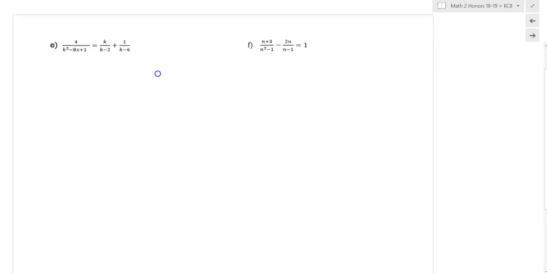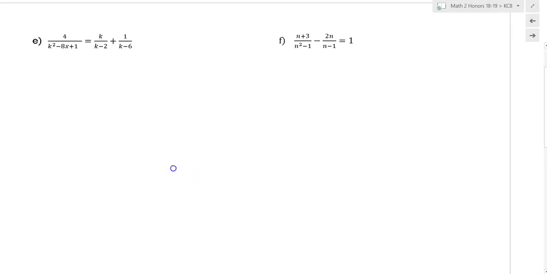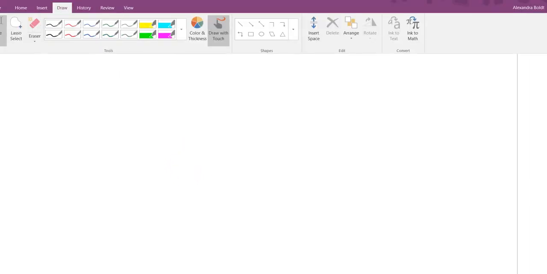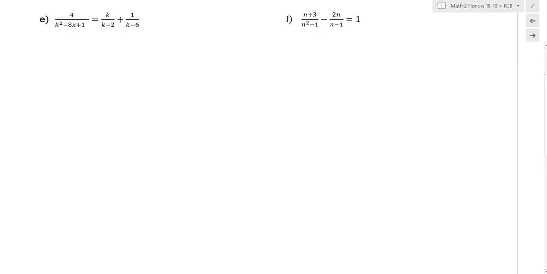We're going to do one more problem. And the last one we'll do tomorrow in class so that we have another example. But we're looking at E, 4 over k squared minus 8k plus 1. That's not right. I think I'm missing a number. I think that's supposed to be 12. It is. Sorry about that. I don't know what happened there. That should be 12. Number got erased somehow. Okay.